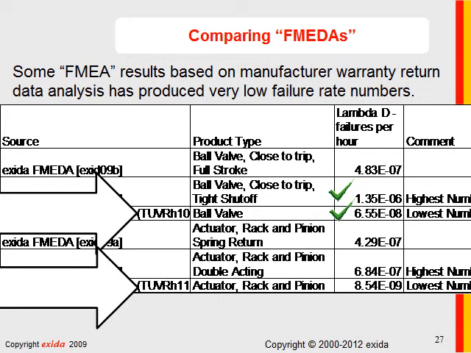The same thing on actuators. Here's an example for a rack and pinion actuator compared to a double acting rack and pinion actuator from an Exida FMEDA, the highest number. That's a pretty big difference. Why do you think those numbers are so different? Okay, I have a clue.